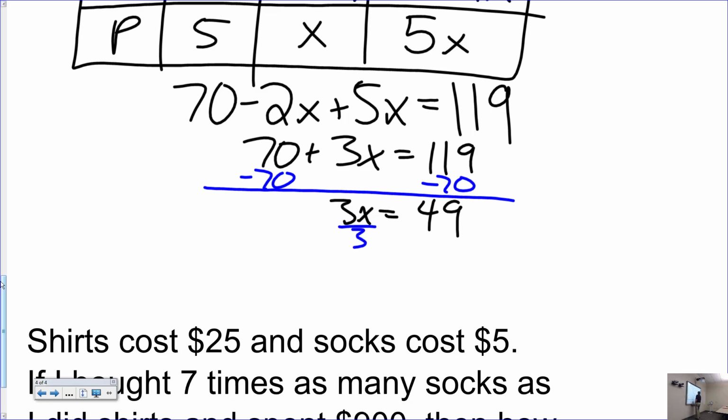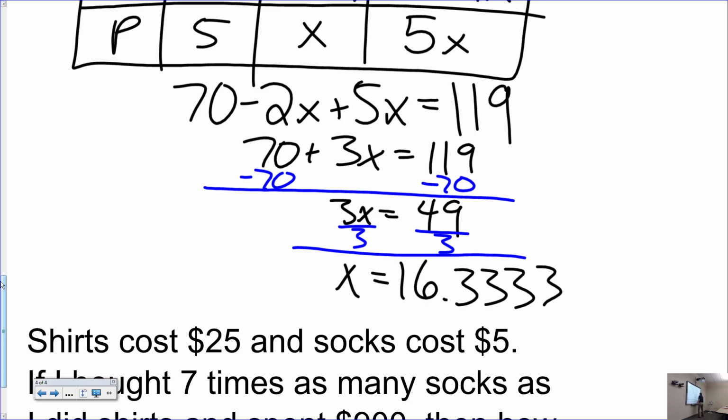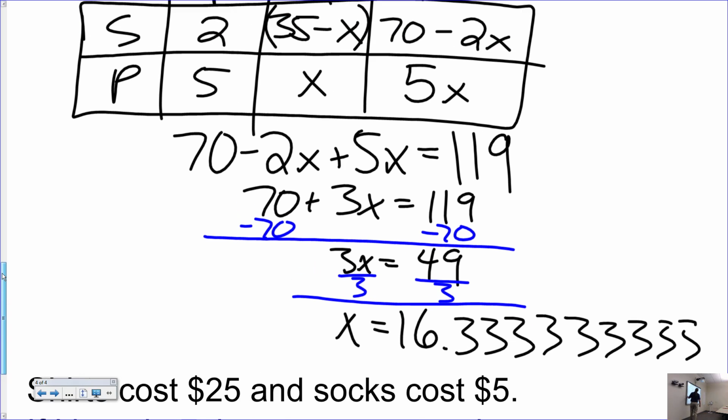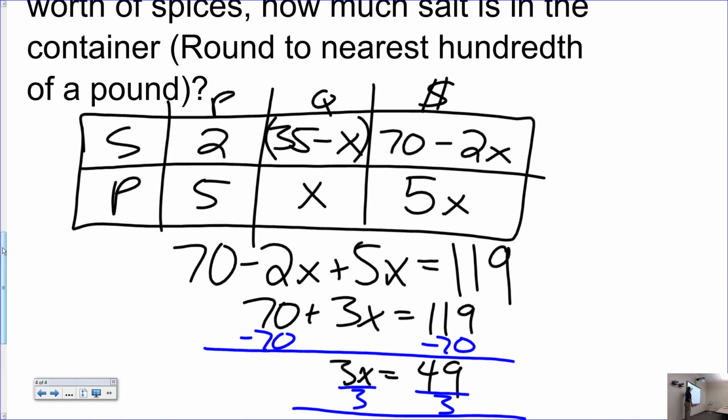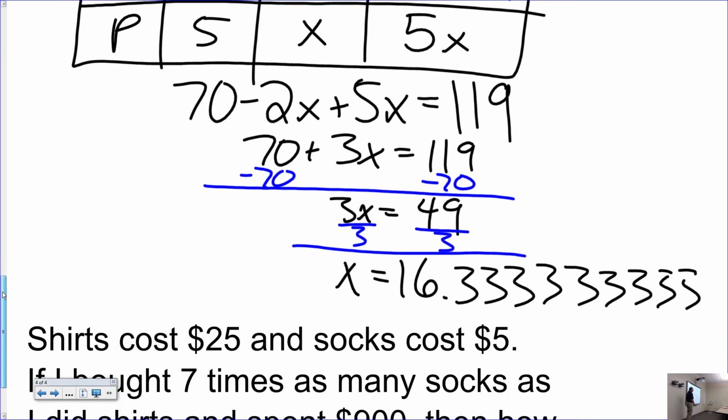This is an annoying problem. What are you going to do with that 16.33333333? What did the problem tell you to do? Round to the nearest hundredth of a pound. So what am I going to do with the 3's repeating forever and ever? I don't have to worry about all the repeating. I can round to the nearest hundredth at 16.33. Okay?